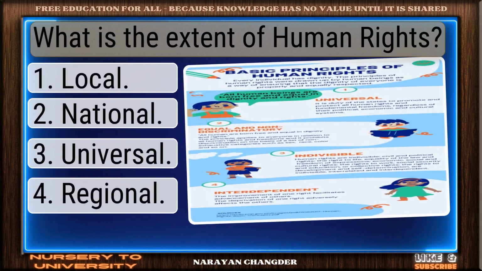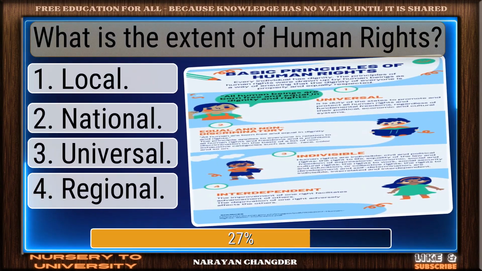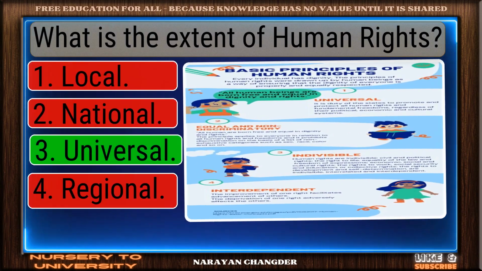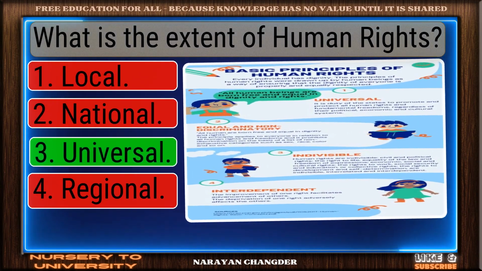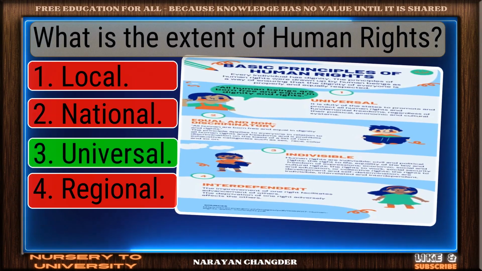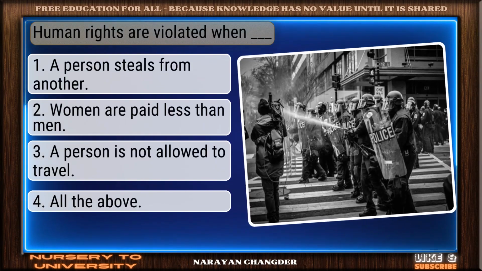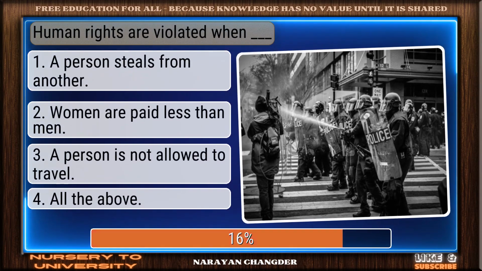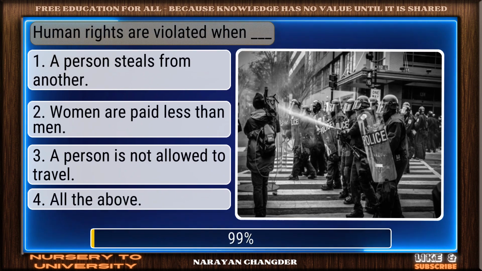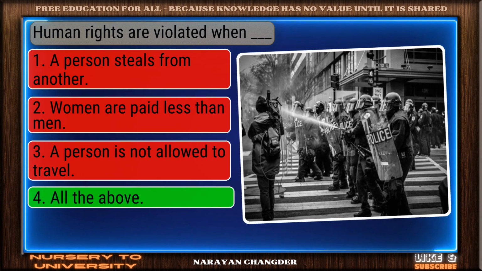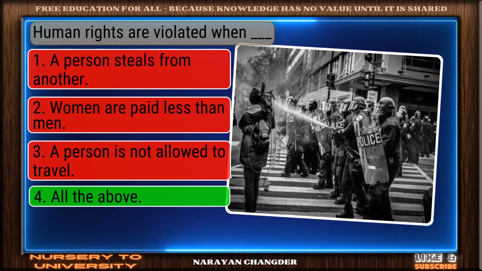What is the extent of human rights? On track. Universal is the correct answer. Human rights are violated when dash. Correct. All the above is the right answer.